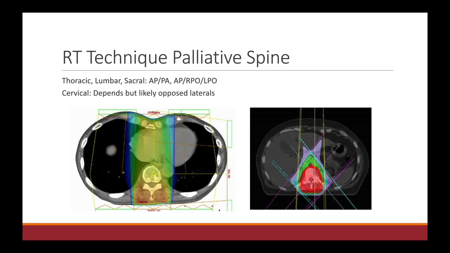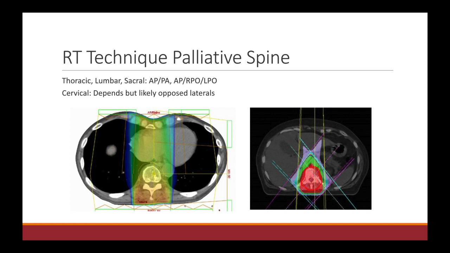The other option is to use an AP beam and then 2 posterior obliques as shown in the photo on the right-hand side. So we just have one AP beam, but we're splitting the dose that comes from the back into 2 beams that are at oblique angles. That helps us to focus more of the dose towards the posterior side of the patient, which is where the spine is located. So these are just some approaches that you might consider when you're treating anything in the thoracic, lumbar, or sacral spine.